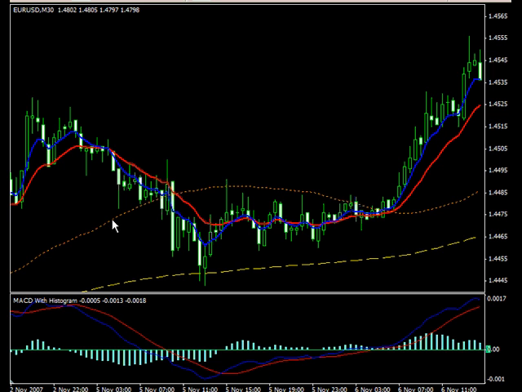The orange dash line is a 55 simple moving average. The yellow dash line is a 200 EMA. Then down on the bottom I just have a really basic MACD with histogram. Now just kind of use all these together. One indicator kind of confirms the other.